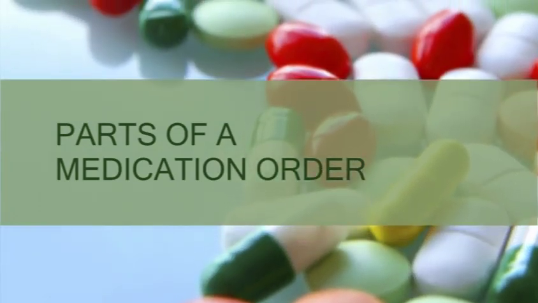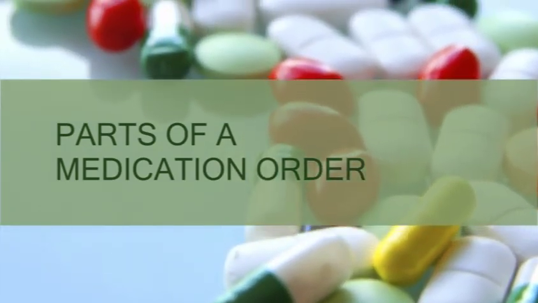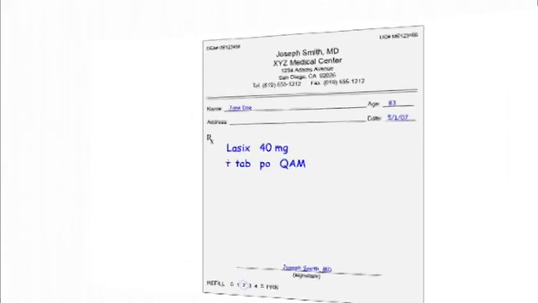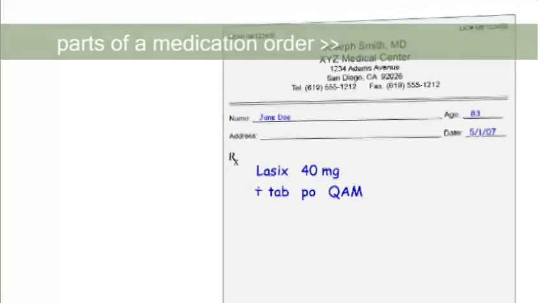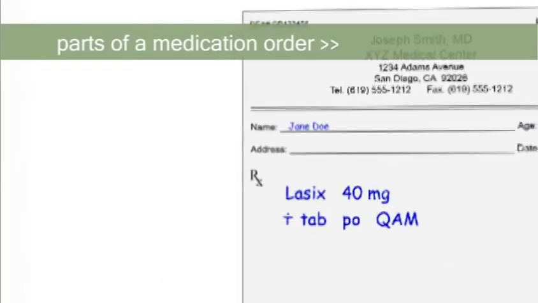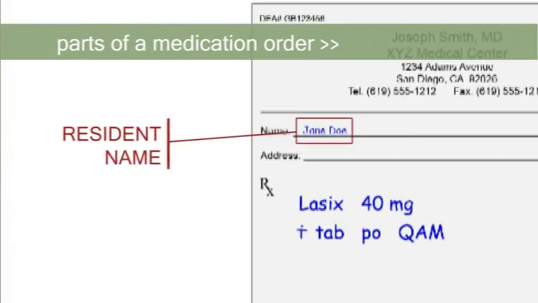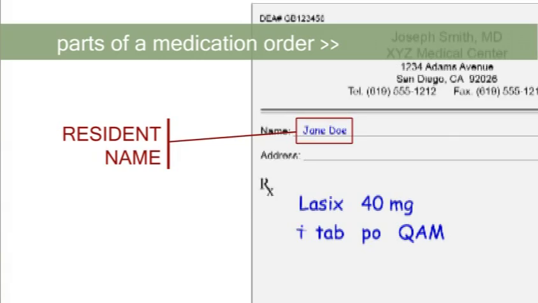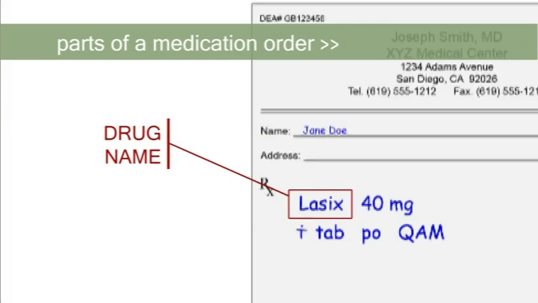Whenever obtaining a physician's order, it is critically important the order is complete. Let's talk about some of the important components in a physician's order. A physician's order must contain the following: the name of the resident, both first and last, spelled correctly. The name of the drug.